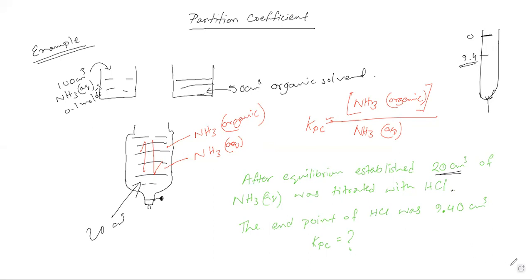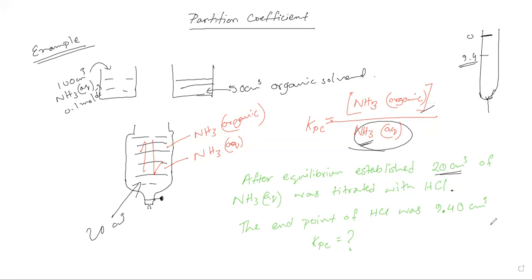Now if we try to focus on the concept, this is a base, isn't it? Ammonia is a base and HCl is an acid. But when is ammonia a base? It is a base when it is dissolved in water, not in other solvents. So that means only the aqueous portion is going to react with HCl.